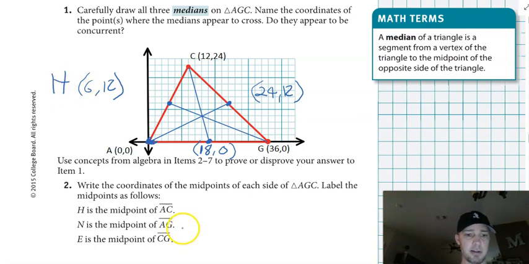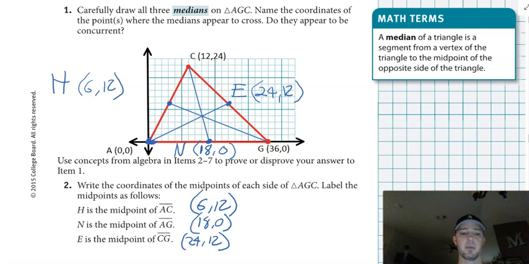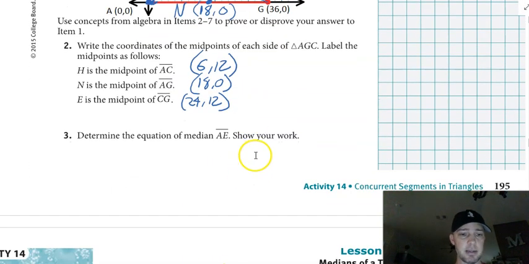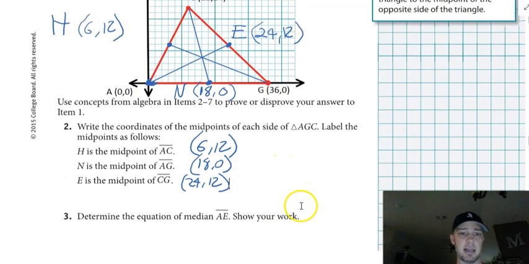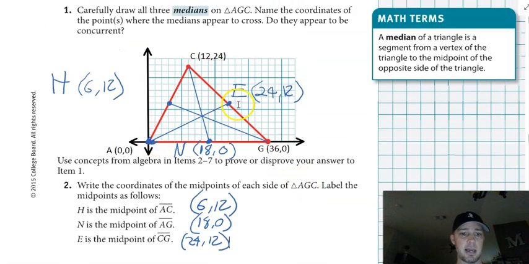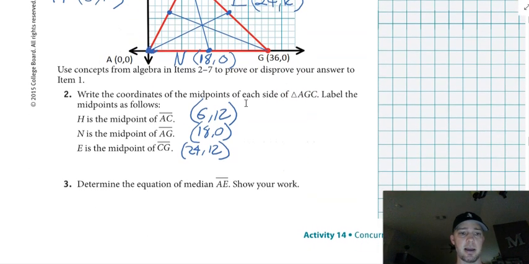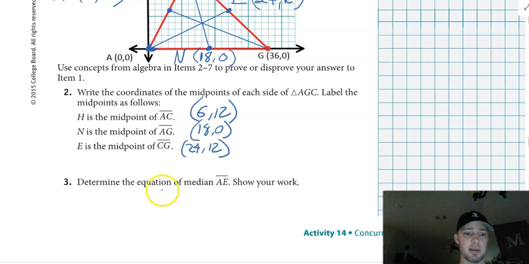N is the midpoint of AG, so this one will be N. And E is the midpoint of CG, so this one will be E. Now that we have those coordinates for H, N, and E, determine the equation of the median EA and show your work. EA should be easy. y equals mx plus b will be an easy way to do this one.